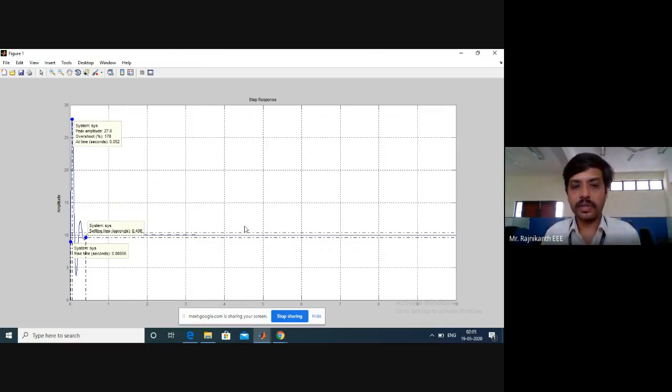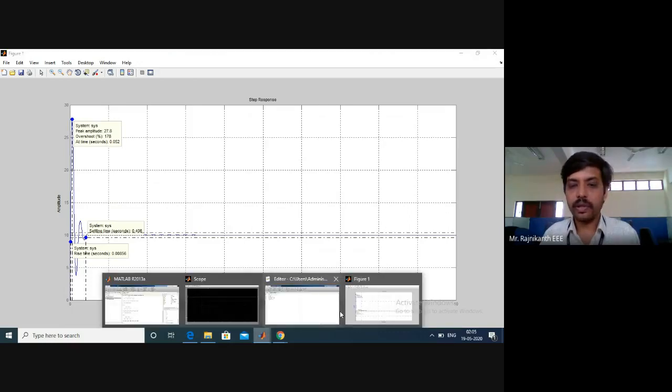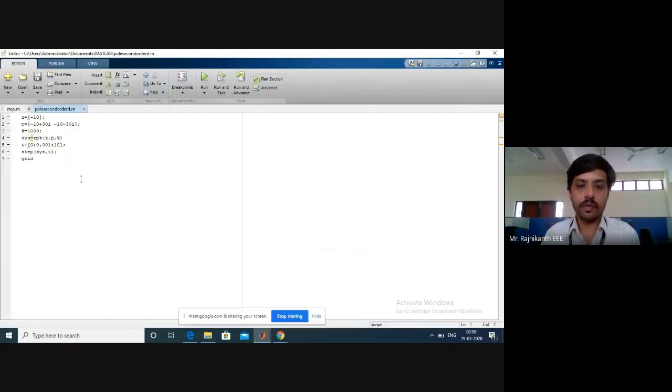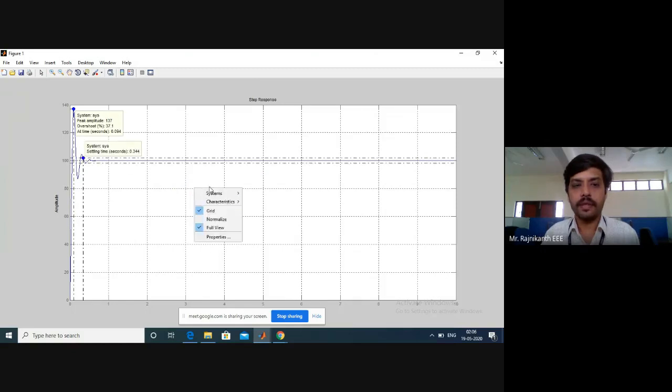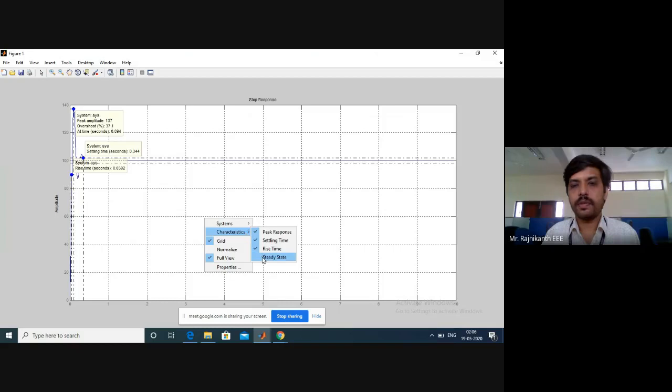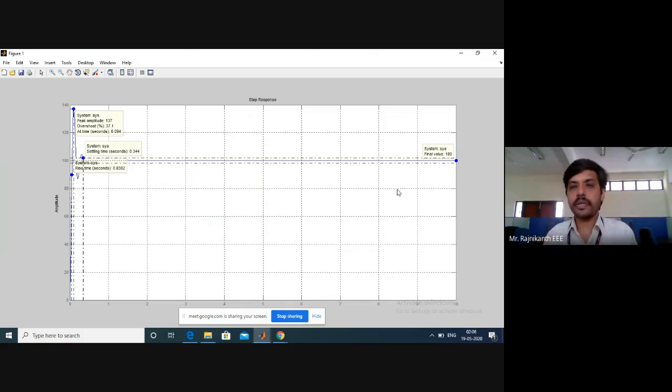Okay. So now again we'll see what happens if we go for 100. So you can see here, this is the graph figure. So again, you measure characteristics: peak response, settling time, and rise time. You can see that. This is values. Take this one, note down.